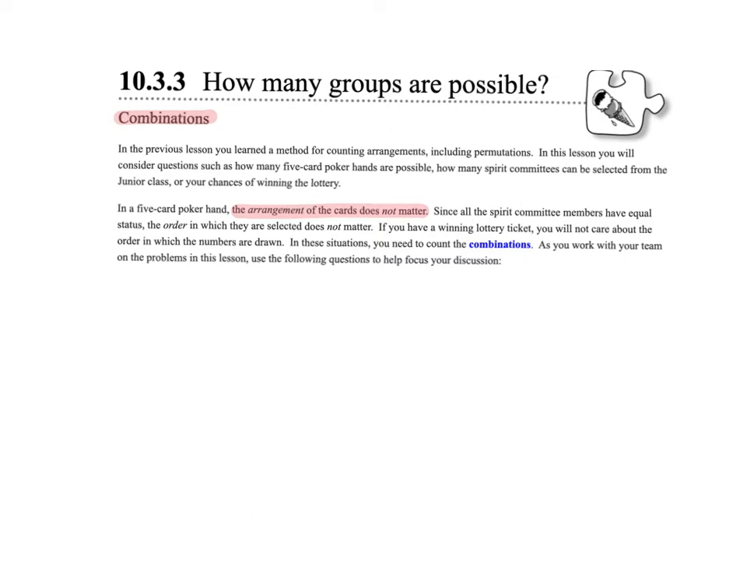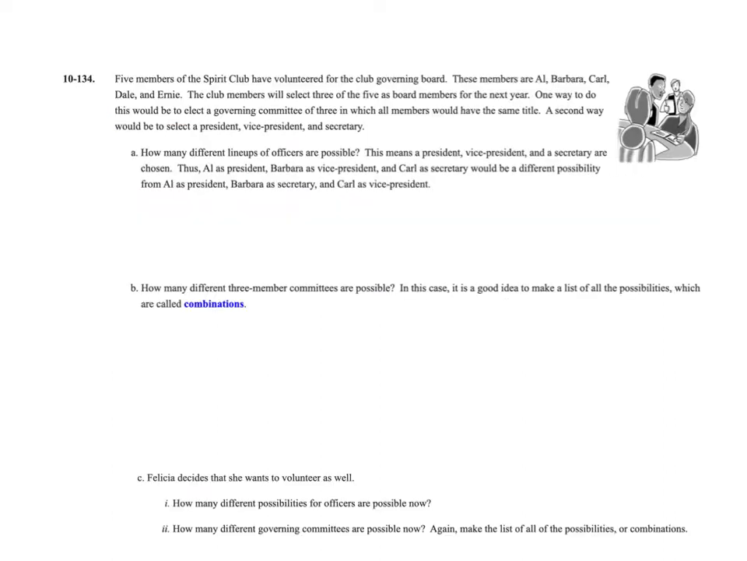In this case, we're going to look at things such as how many committee members can be selected or how many poker hands there are, winning the lottery. In all of these situations where the committee members maybe have equal status, or you just want the lottery numbers on your winning lottery ticket where the order does not matter, we're going to talk about how to mathematically calculate the number of combinations, which is an arrangement where the order does not matter.